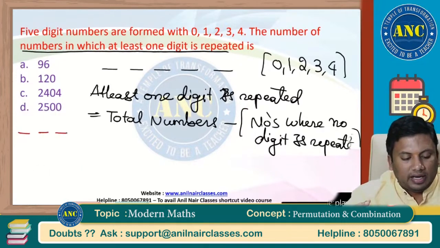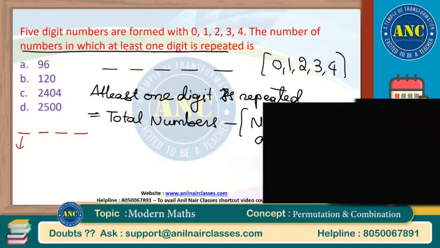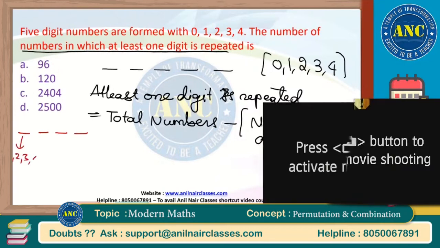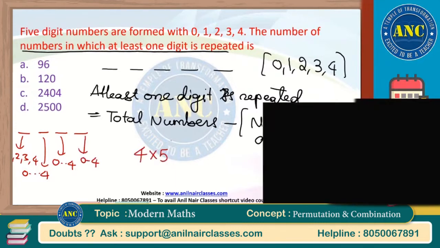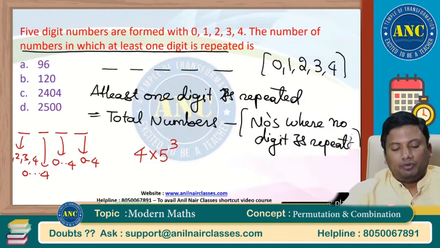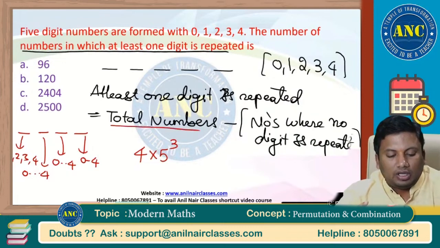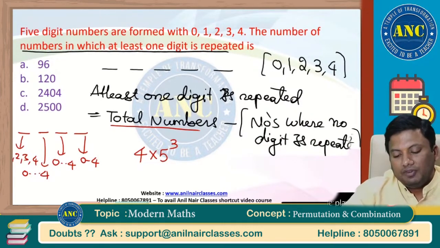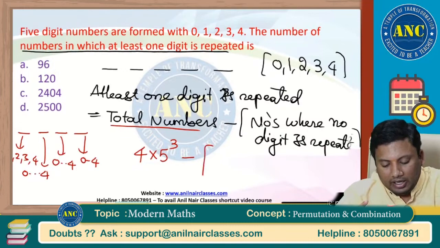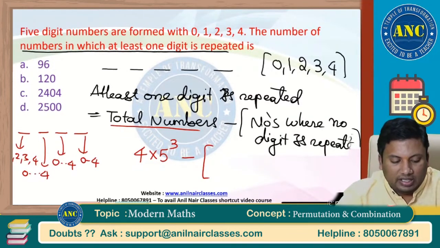Now I require a 5-digit number. Here 1, 2, 3, 4, 4 digits can come. Here 0 to 4 can come. This is nothing but 4 into 5 power 4. These are the total numbers that can be formed with repetition allowed, minus numbers where no digit is repeated.